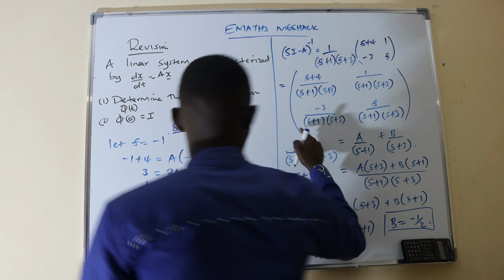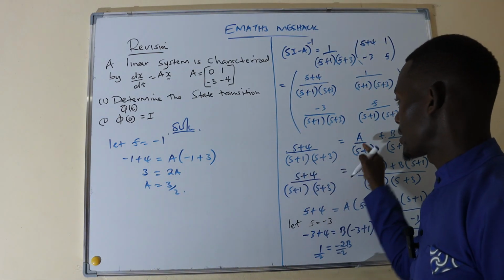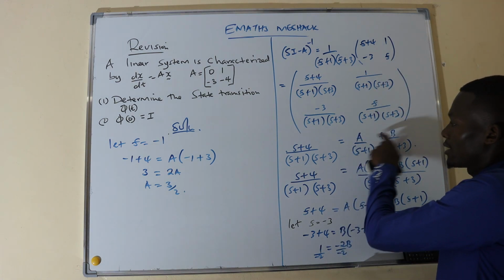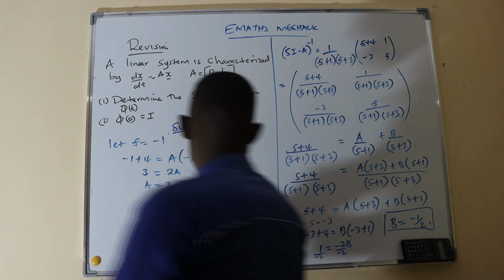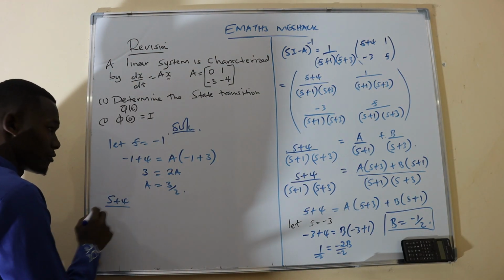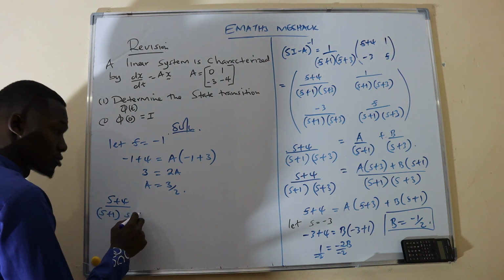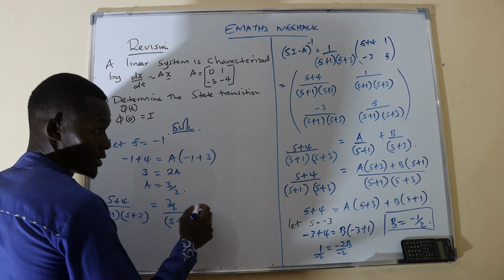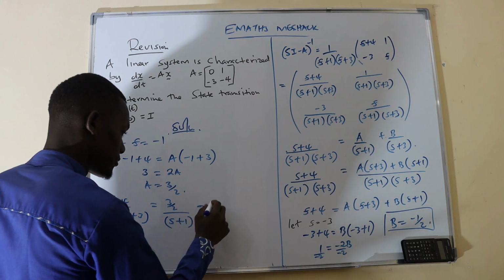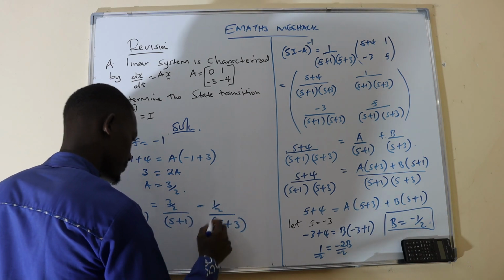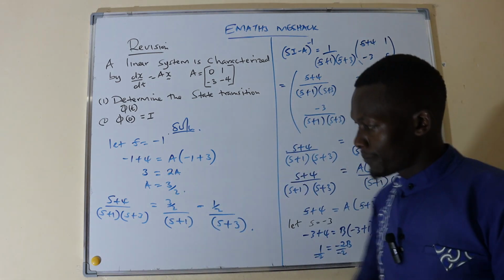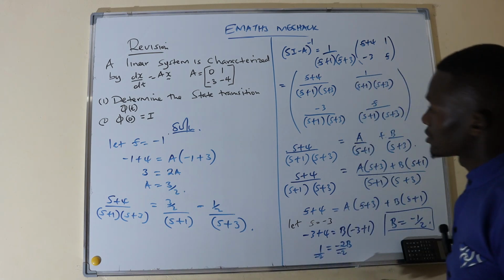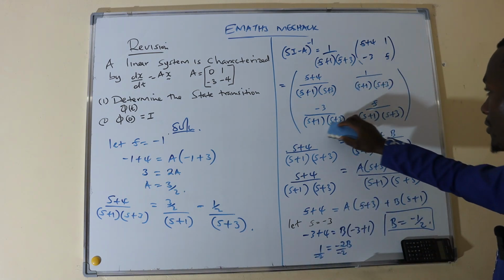So rewriting this, S plus 4 over (S plus 1)(S plus 3) in terms of A and B, so that we can have two different fractions, we just replace the value of A and the value of B. So S plus 4 over (S plus 1)(S plus 3) equals our A, which is 3 over 2, over S plus 1, then our B is negative a half, so negative a half over S plus 3. Together. So we have simplified this fraction into this, and that is what we shall do with each and every fraction here.